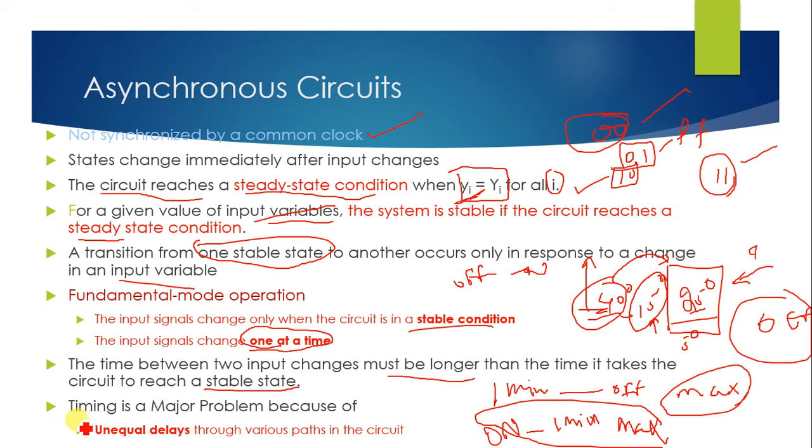Timing is always a major problem because of unequal delays. Here you can compensate time using delays. The delays are unequal in the case of an asynchronous circuit. So time management also happens in asynchronous circuits, but it is done with the help of a delay.